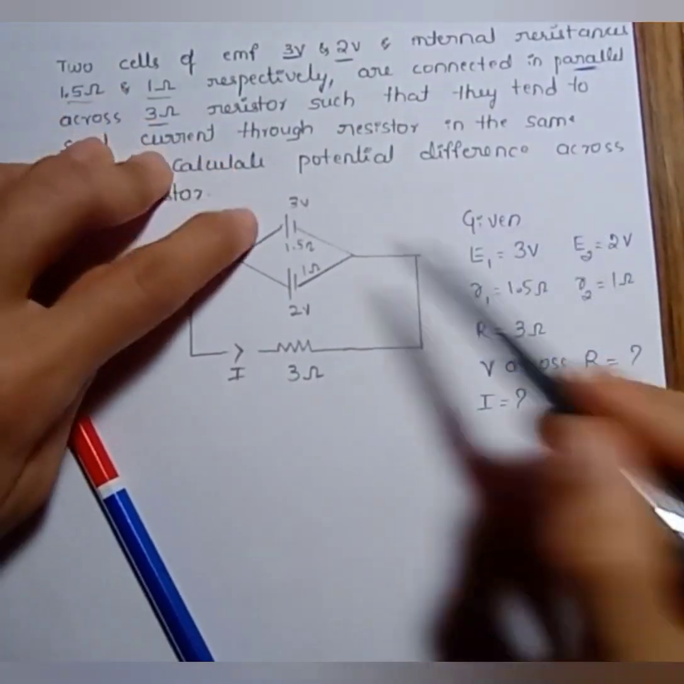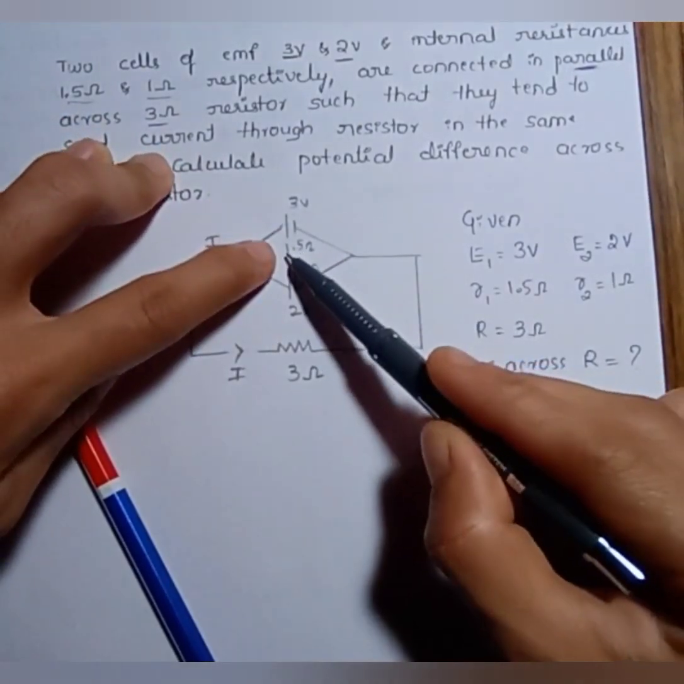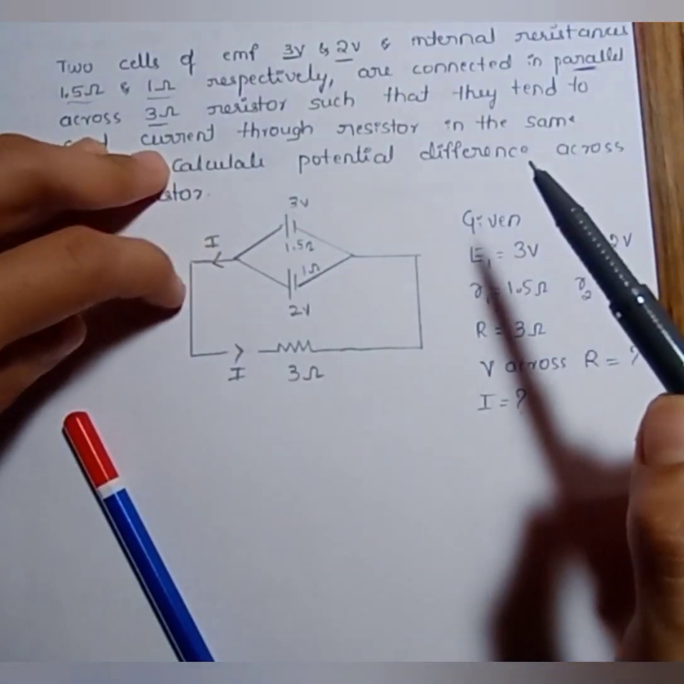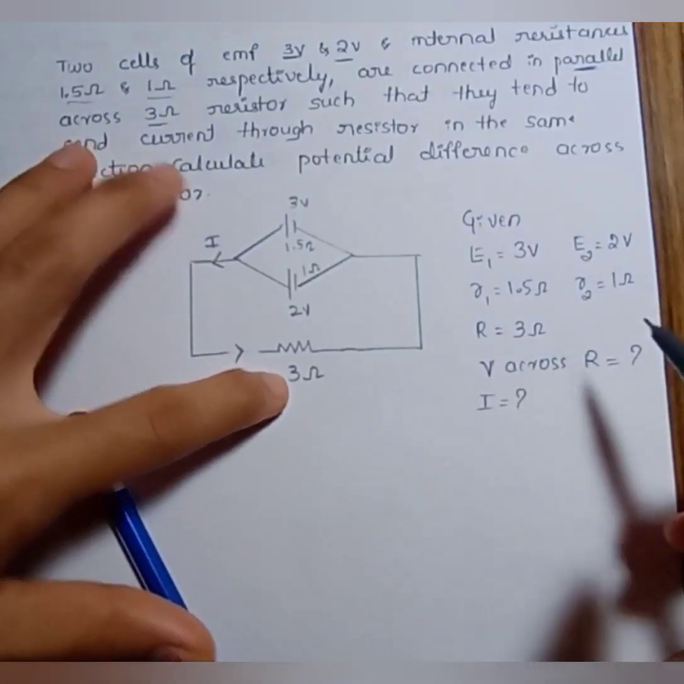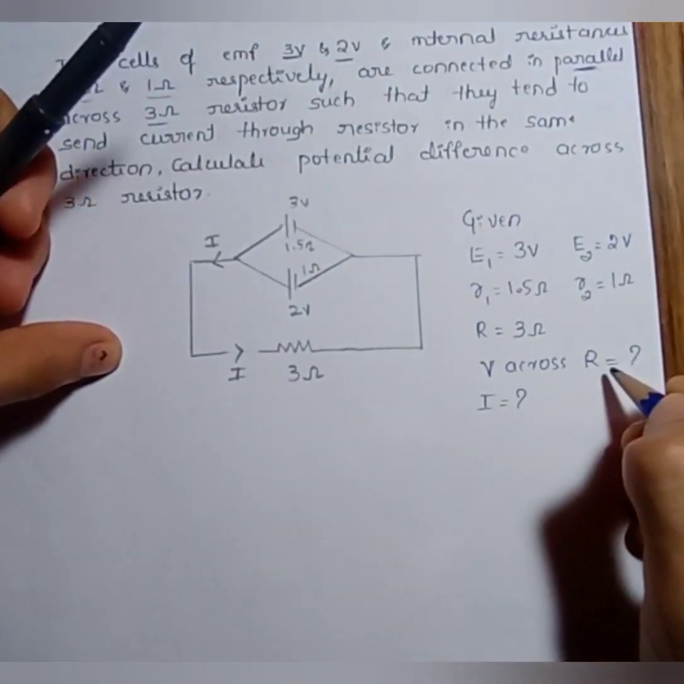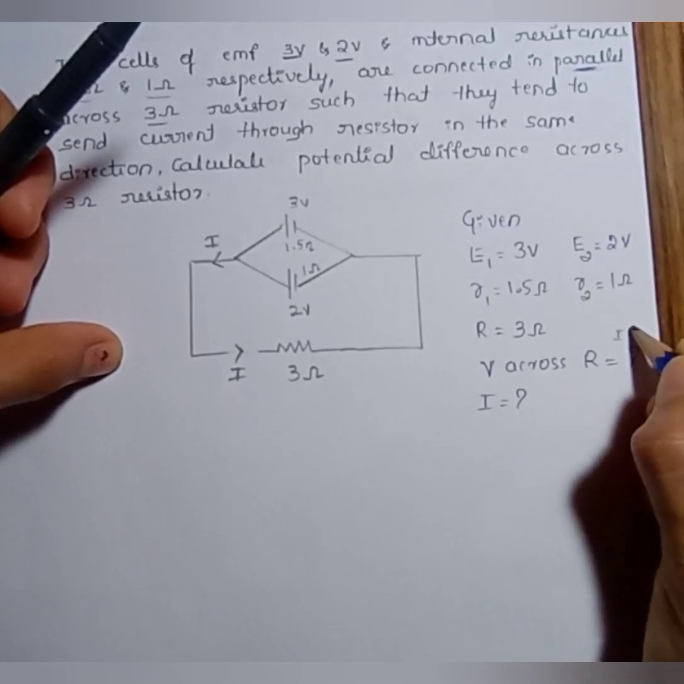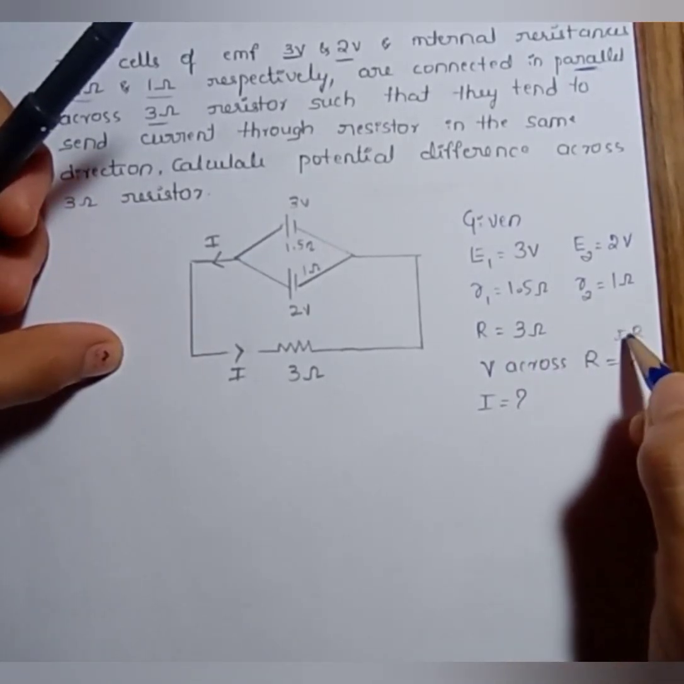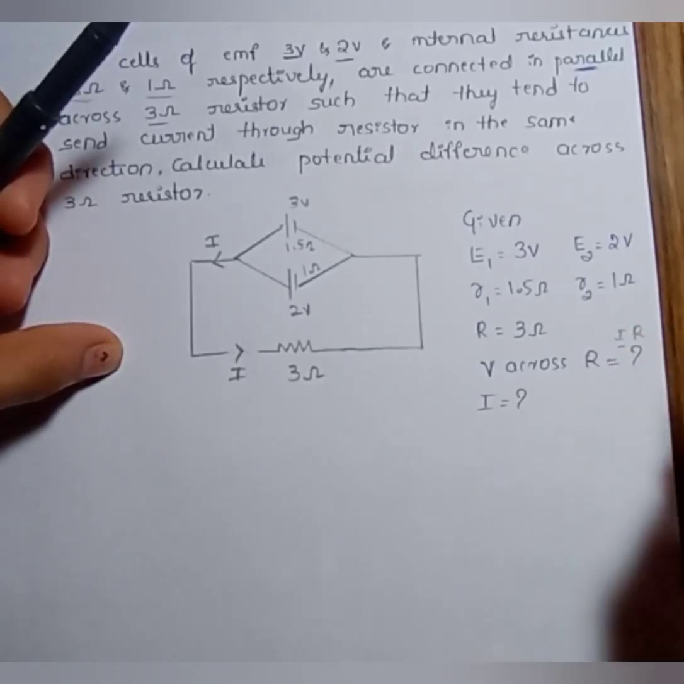Here the given quantities: E1 equal to 3 volt, E2 equal to 2 volt, internal resistances R1 equal to 1.5 ohm, R2 equal to 1 ohm, and the same current flows through the resistance 3 ohm. Finally, what do we have to find out? The potential difference across R. We know how to find it: V equal to I into R. We already know R equal to 3 ohm, so we have to find the value of I. But we don't know the value of I. How to find that value of I?